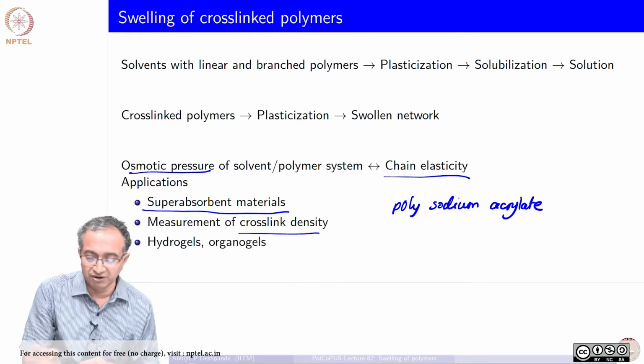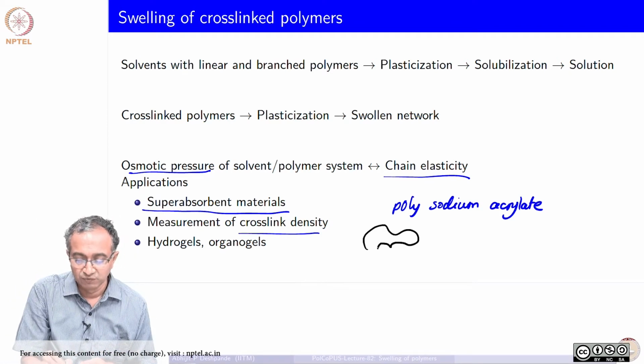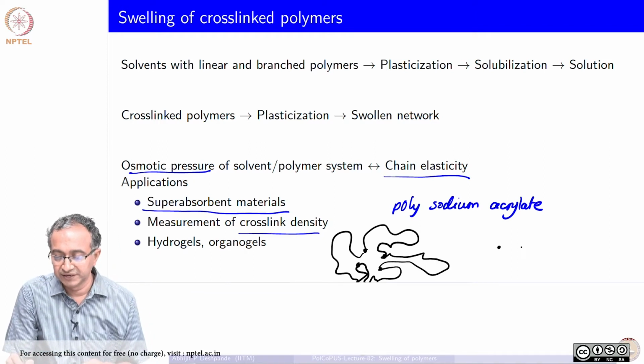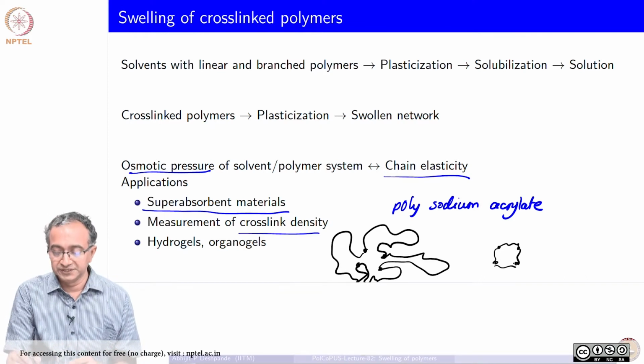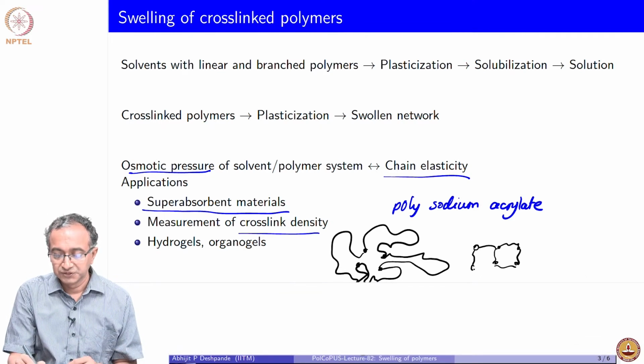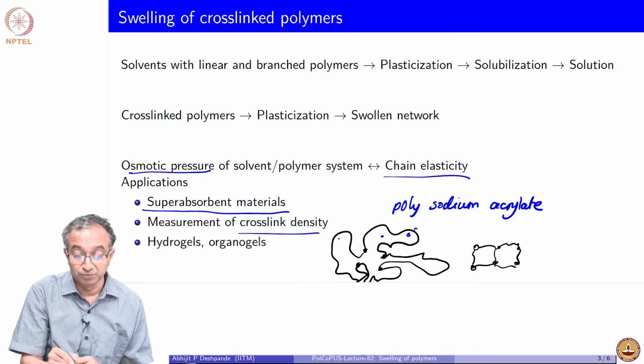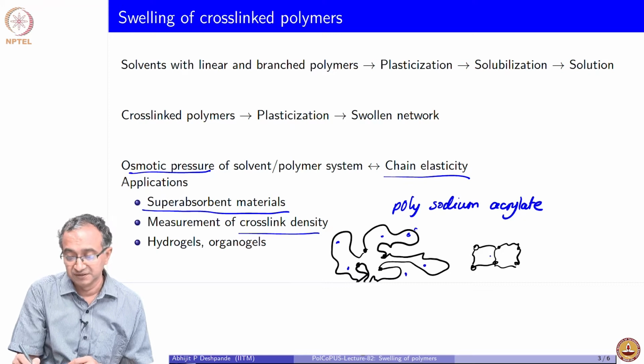So, you can just try to think in terms of two types of network, one where the crosslink density is much less, and therefore the chain length between two crosslink points is very high. Or the other situation where the number of crosslink points is much more and the chain length between two crosslink points is much less. So, the question is, in which case will more solvent come in, and in which case is more swelling possible?